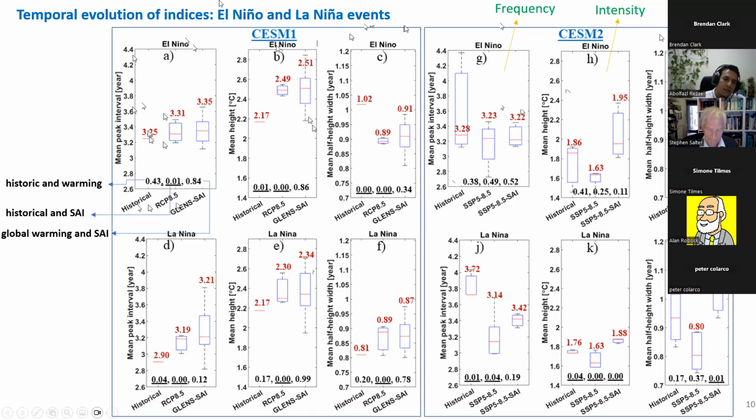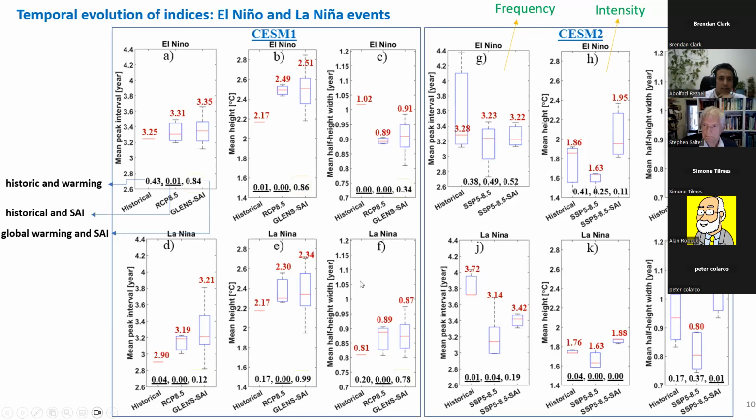The red values on top of each box and whisker plot show the median of the plots, and the black values show the p-values. The first one shows the p-value between the historical and warming, the second one shows the p-value between the historical and psi, and the last one is for the global warming and psi.